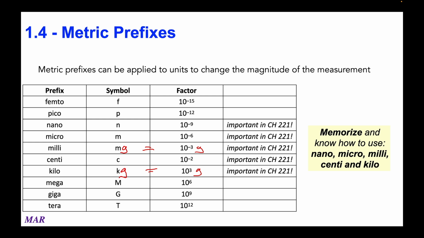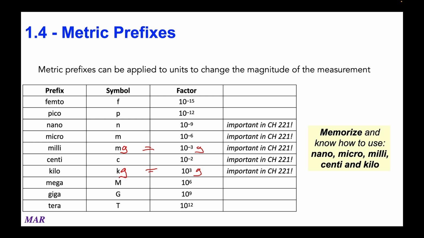And you can see there that there are 5 metric prefixes I really want you to know. I want you to memorize them because we're going to use them a lot. Nano, micro, milli, centi, kilo. Those 5 we're going to use quite a bit. And if we do use them, you've got to know what the prefix is. So milli, 10 to the minus 3, centi, 10 to the minus 2, etc.